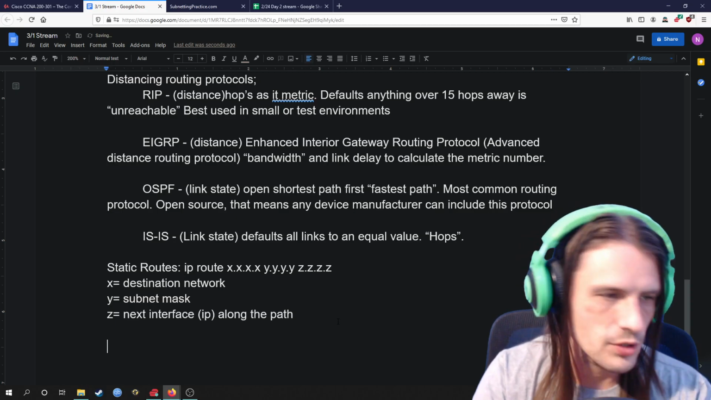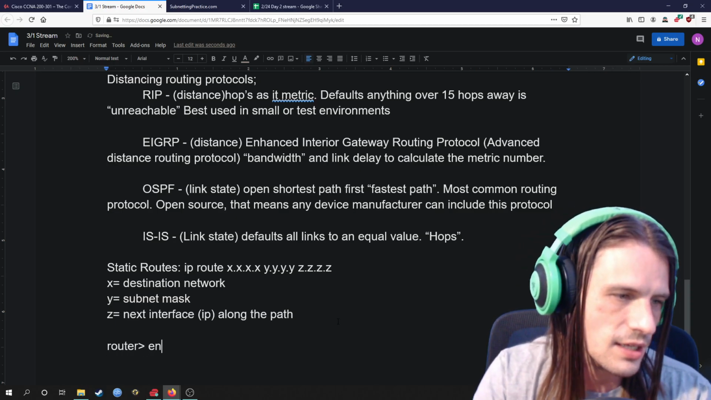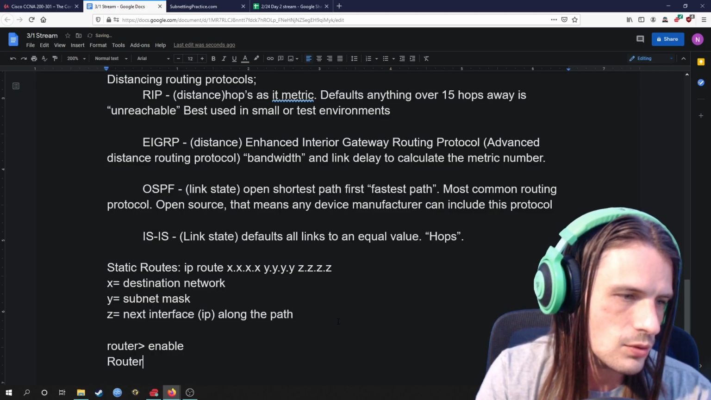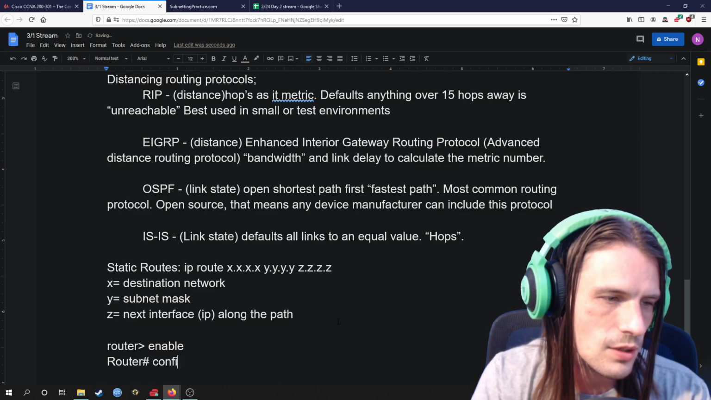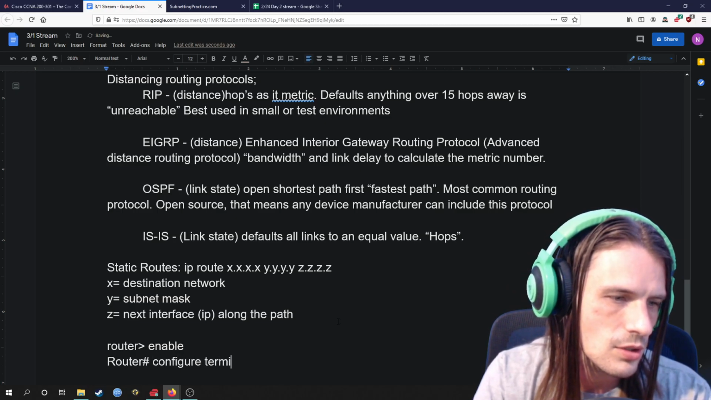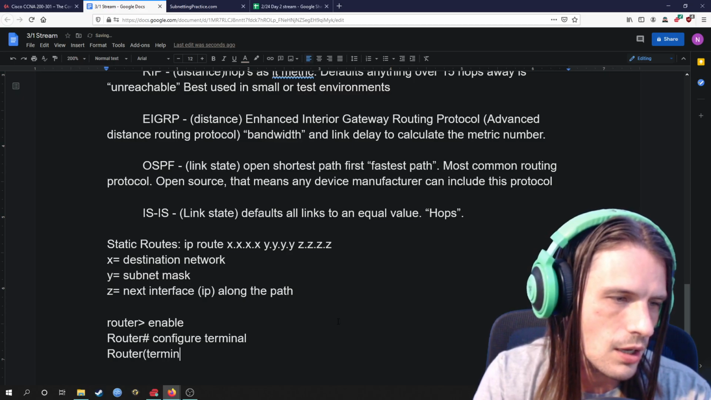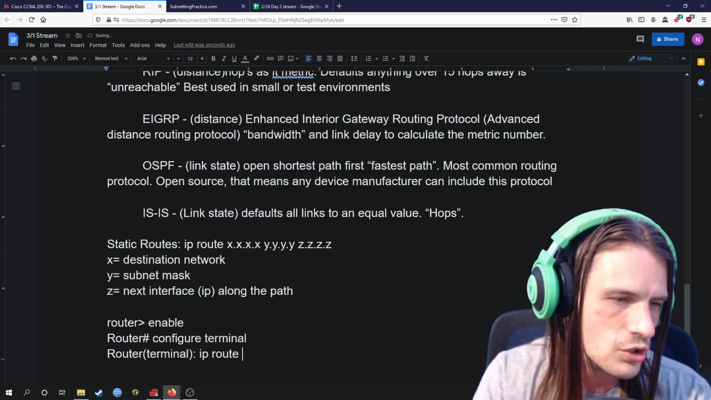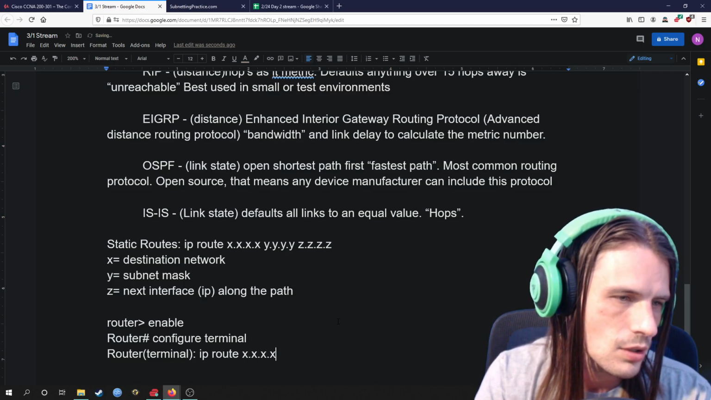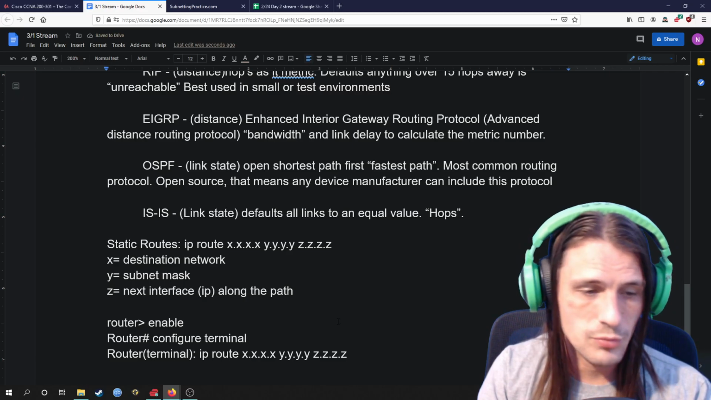Again, so you're going to have to go into your router. It's going to be in its base mode. You're going to have to enable to get to the privileged executive mode. And then you have to configure terminal to get to the global configuration mode. And from here, you should be able to enter in your static routing protocol.